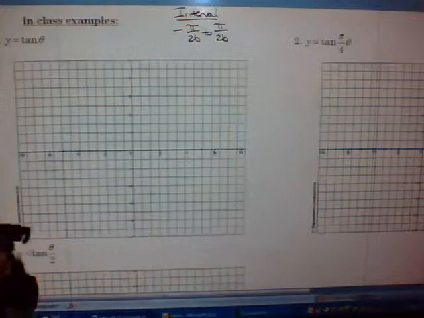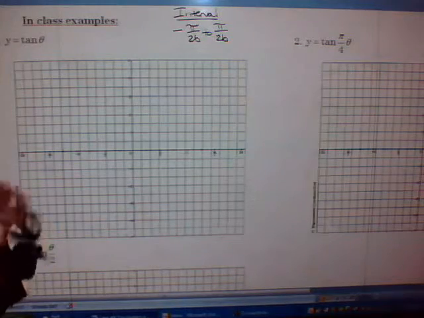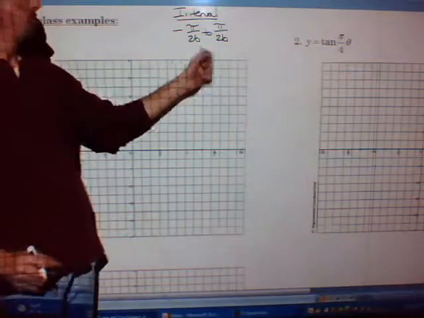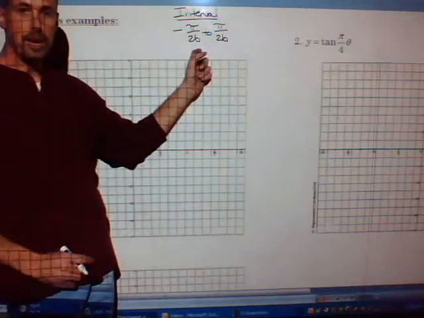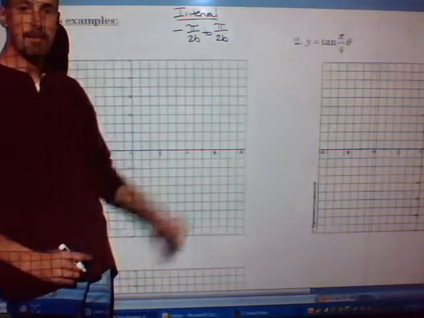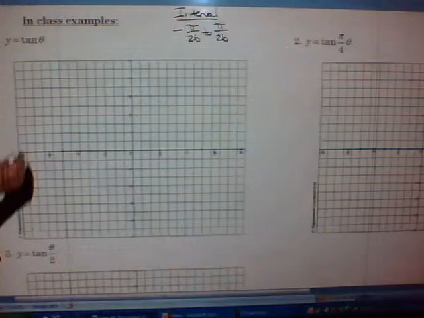All right, so if you're going to graph a tangent function, it basically comes down to knowing where your asymptotes are. They're between negative pi over 2b and pi over 2b. You have one here and one there, so you need to know what that is.